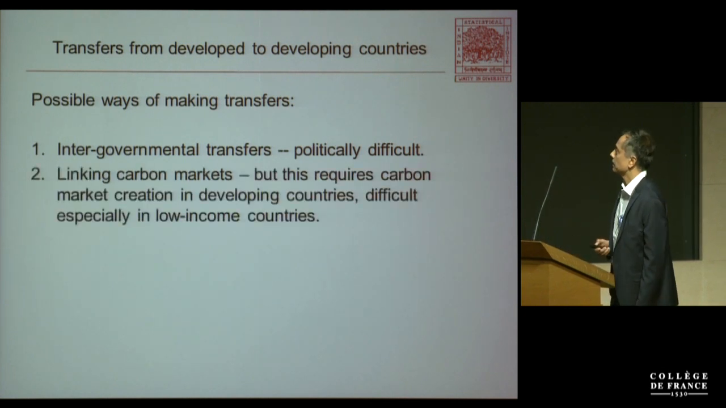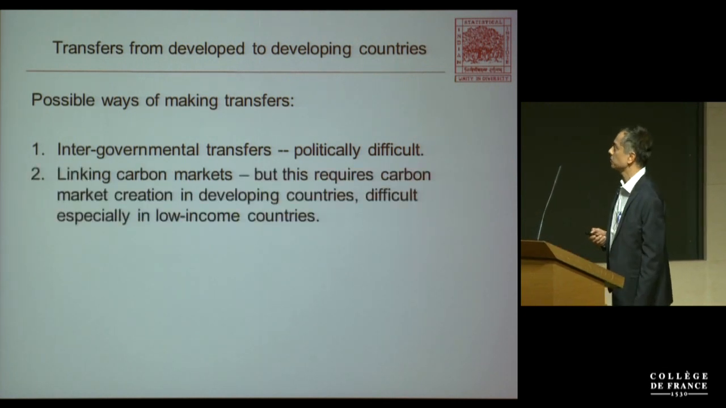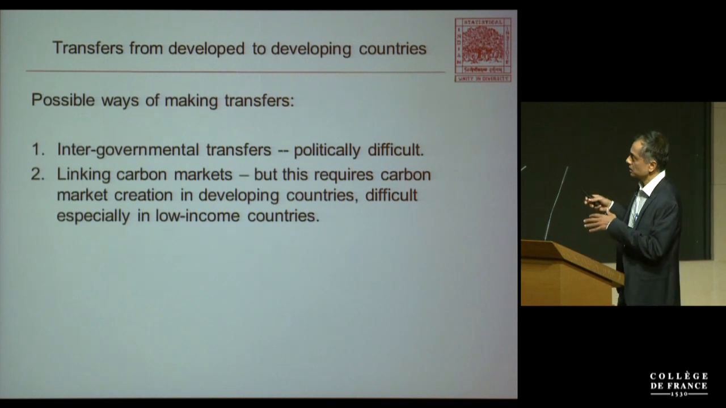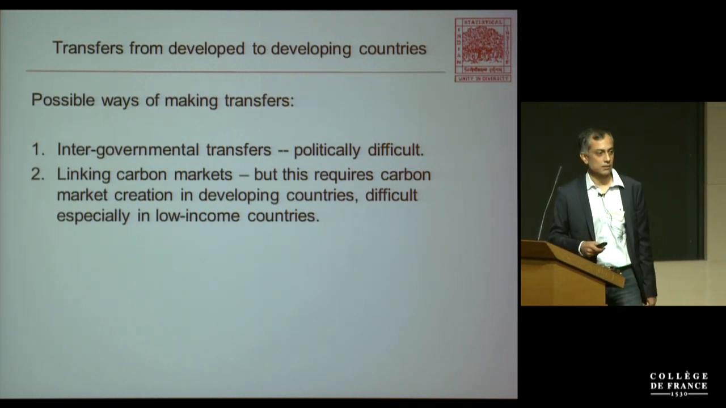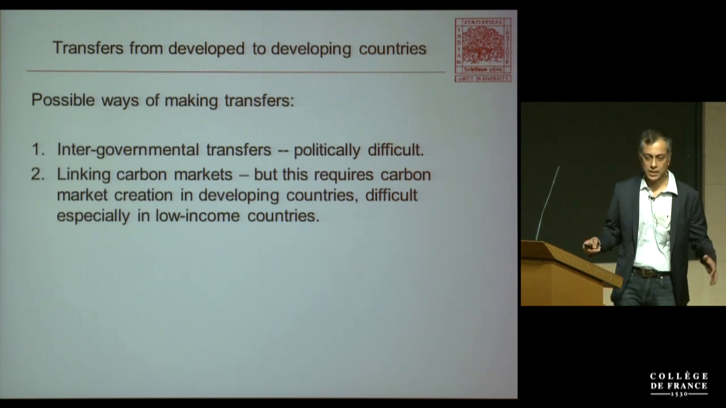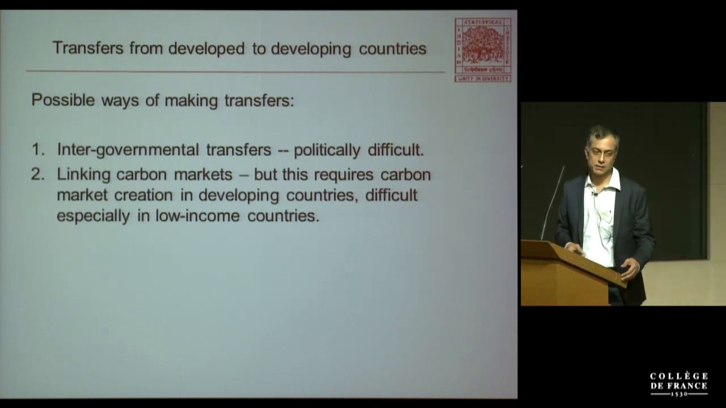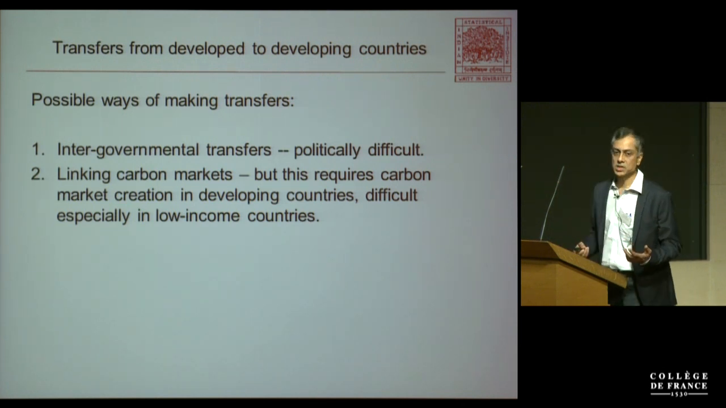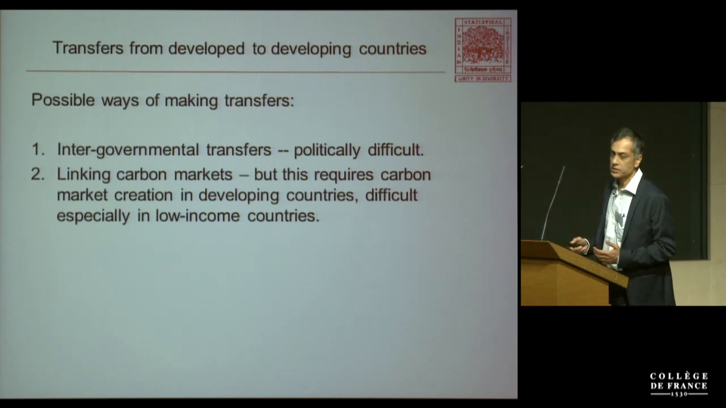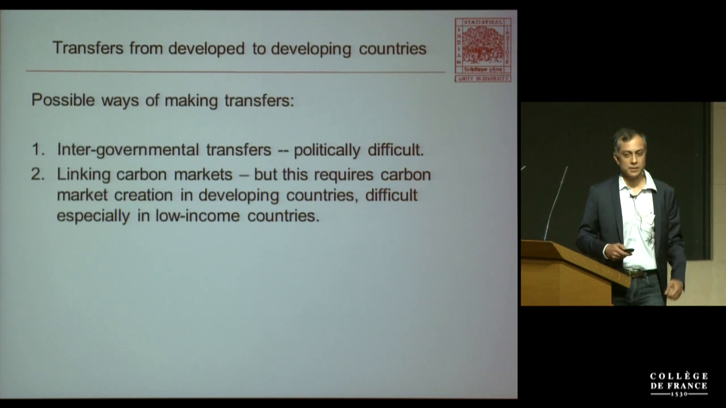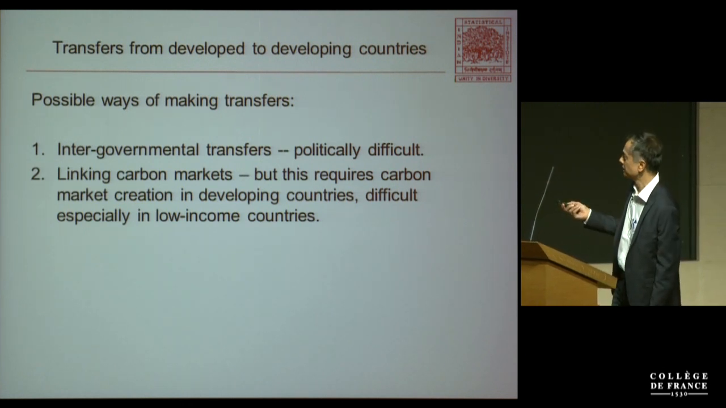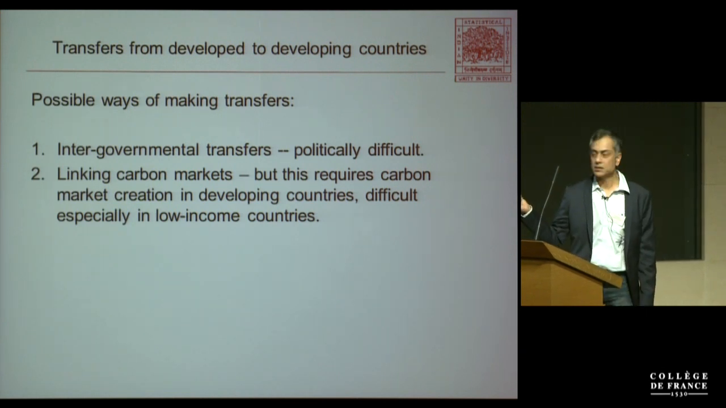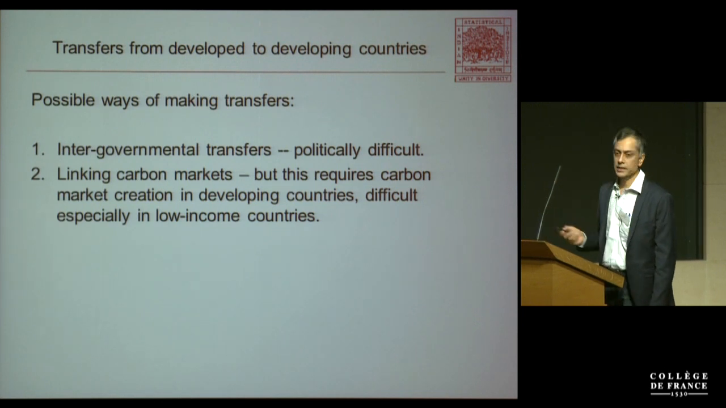Okay. All right. So a second possibility is linking carbon markets. So you can have carbon markets in the developed countries, and you can have carbon markets in the developing countries, and as long as the developed country caps are more strict than the developing country caps, then the transfers would go in the right direction. And that's extremely attractive because then you can hide these transfers, right? And that makes it politically easier. But you have to have the carbon markets in the developing countries. And in the low-income countries, I think that's difficult.